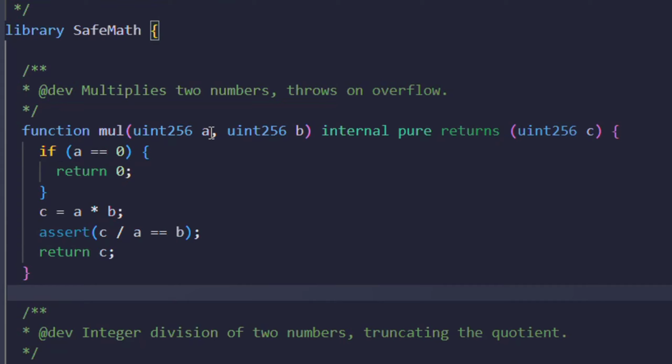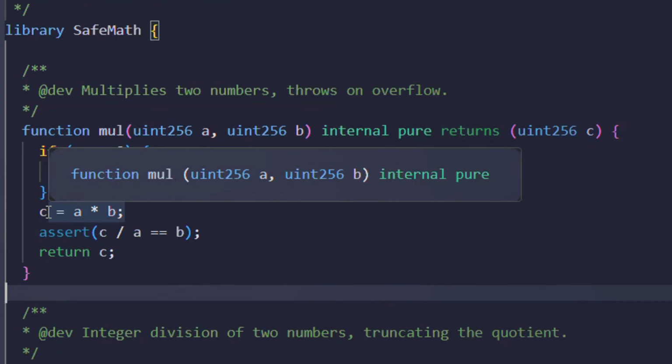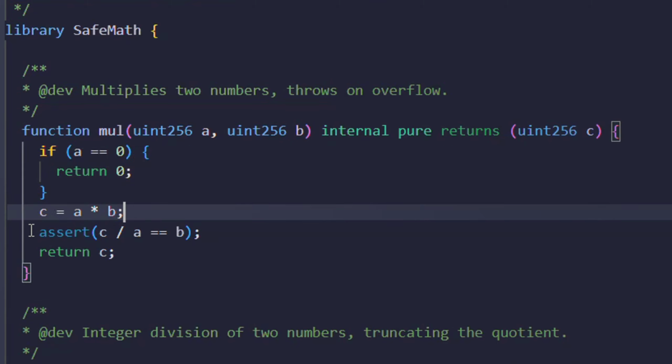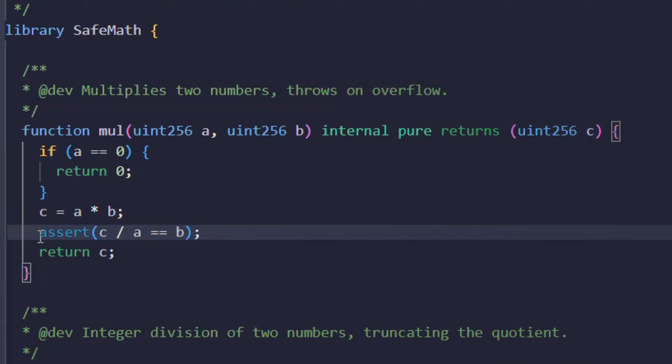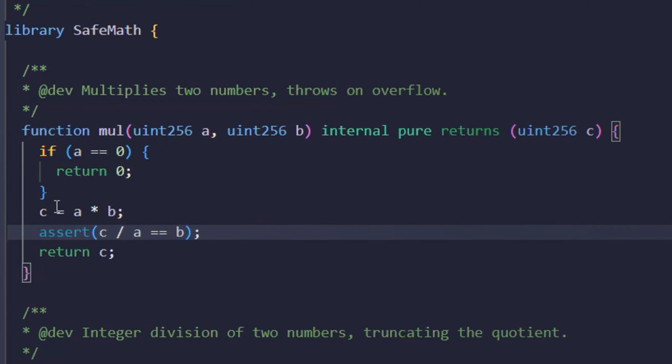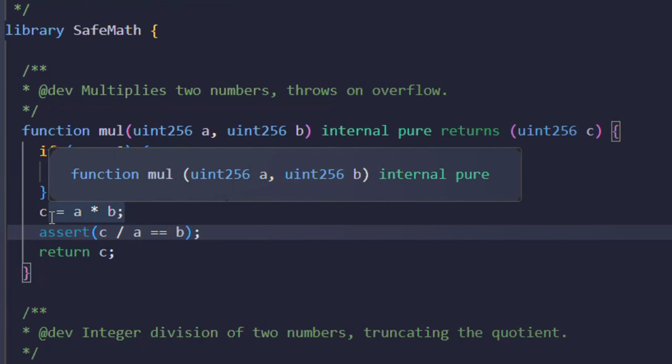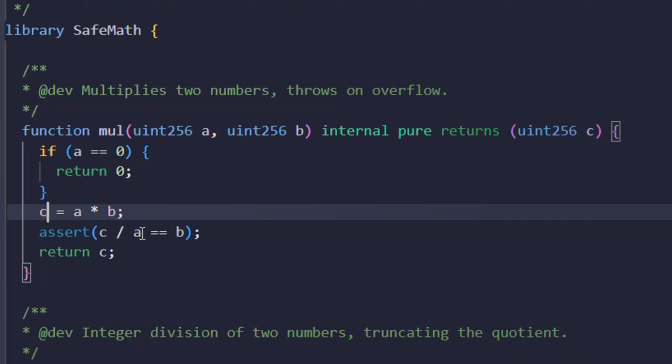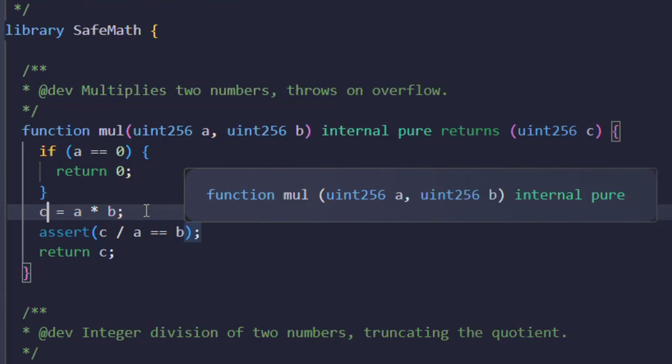If the value of a is 0, then 0 multiplied by any number, 10, 20, we are going to return 0. Then return the result, c equals a multiplied by b. Then this assert here checks c divided by a must be equal to b. So the product of a and b, which is c, if you divide it by a, should give us b. That really makes sense.